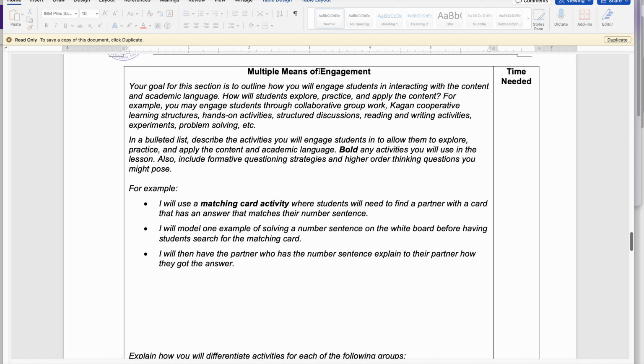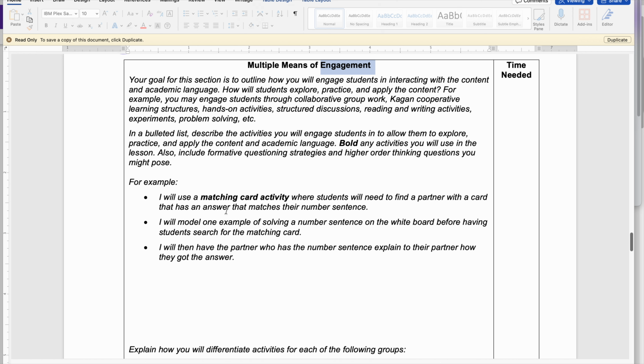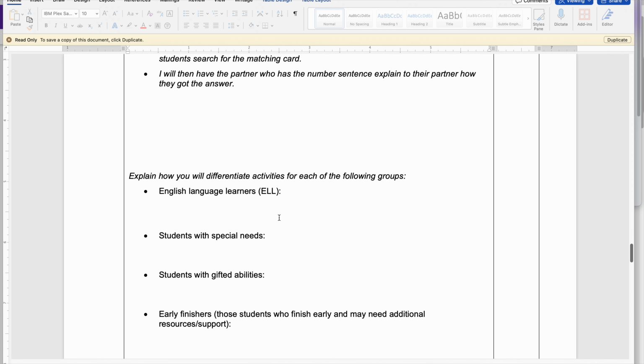Then you're going to have multiple means of engagement. We had representation, now we're trying to get to engagement. So what are you going to have them do besides just listen? Are they going to work in groups? Are they going to solve problems on their own whiteboard? Are they going to play a game? What are they going to do to actually demonstrate that they're learning?